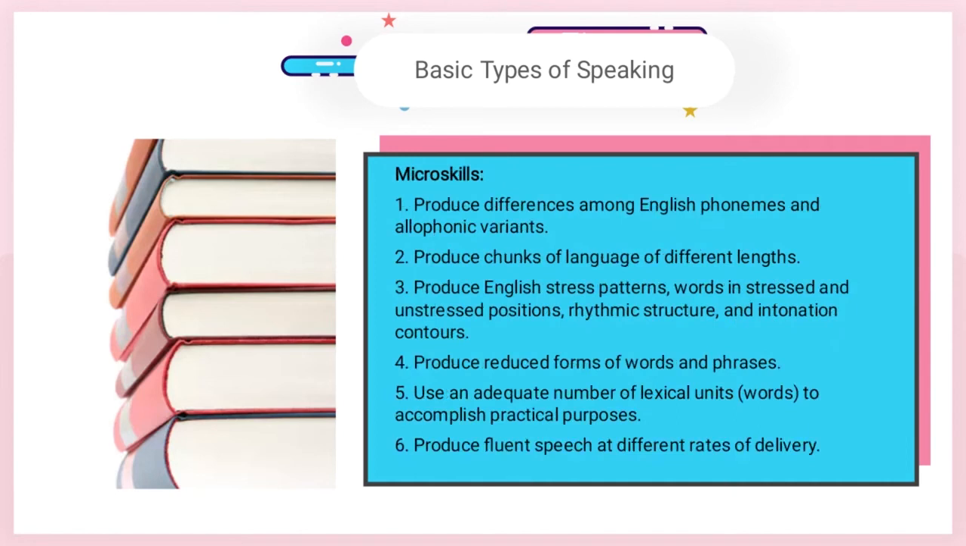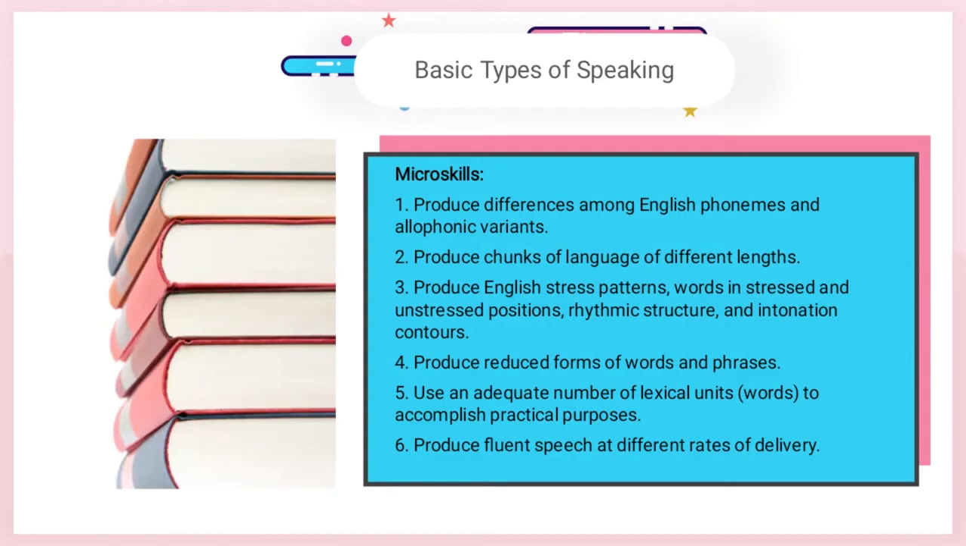Next are micro skills. These are the micro skills that need to be included. First, produce differences among English phonemes and allophonic variants. Two, produce chunks of language of different lengths. Three, produce English stress patterns, words in stressed and unstressed positions, rhythmic structure, and intonation contours. Four, produce reduced forms of words and phrases.